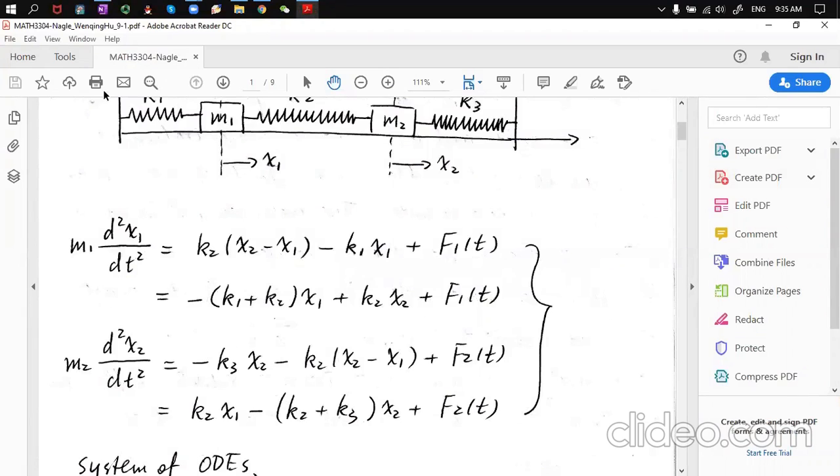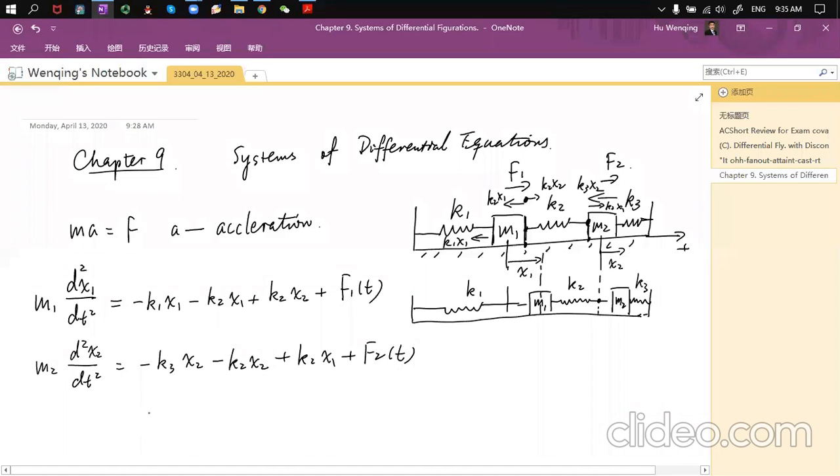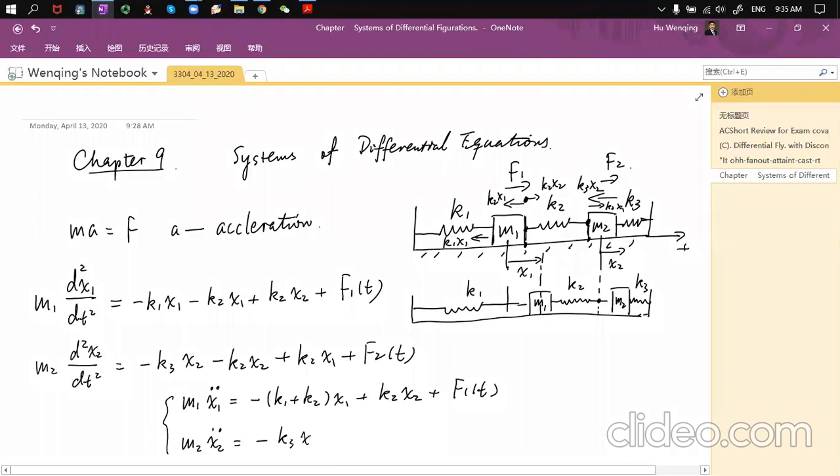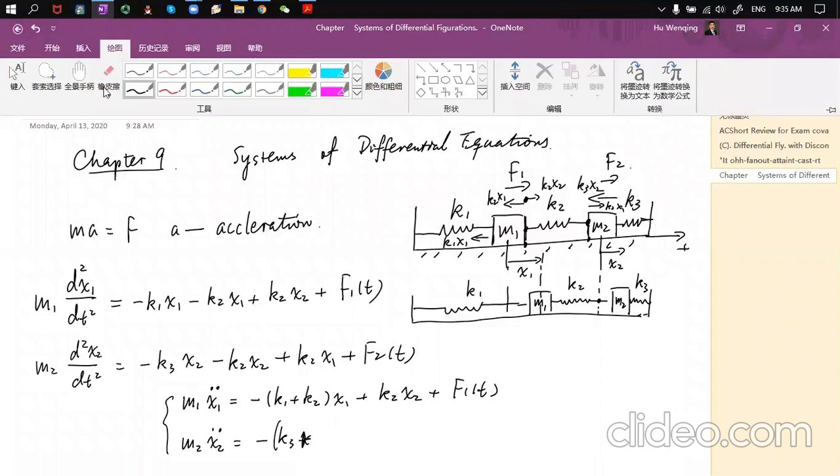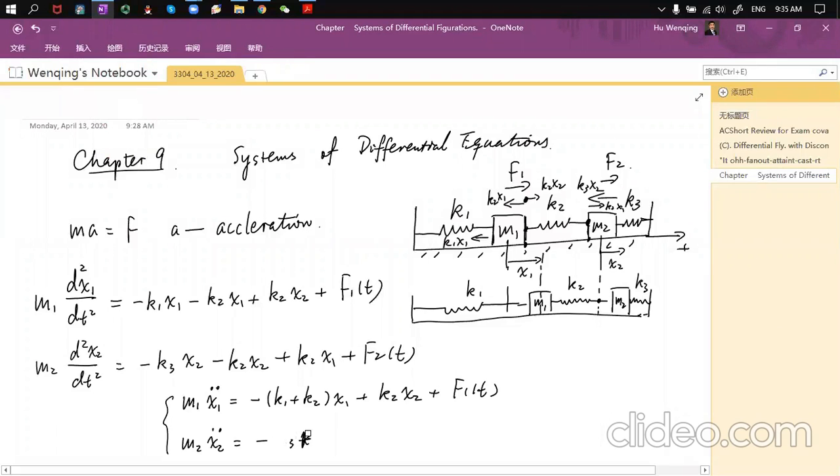you end up with this system of differential equations, which simply says M1 x1 double dot is minus (K1 plus K2) multiplied by x1 plus K2 multiplied by x2 plus the first external forcing. And the second one is M2 x2 double dot is K2 of x1 minus (K2 plus K3) of x2 plus the second external forcing F2 of t. Is that good, right?